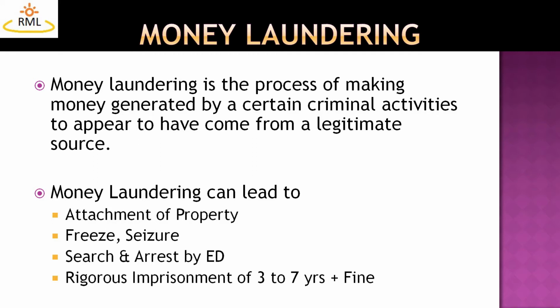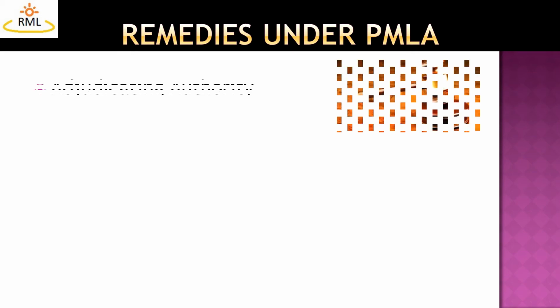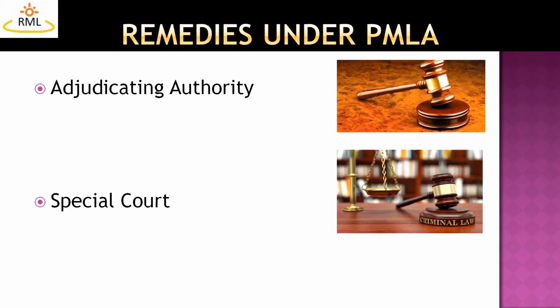The Act provides for rigorous imprisonment from 3 years to 7 years along with fine for committing the crime of money laundering. The punishment and the fine under the Act are in addition to the punishment or fine the accused may be awarded for the actual offence he committed. A person who was not involved in the actual crime but has participated in the act of money laundering is also covered under the Act. The remedies under the Act fall in two categories and the proceedings are held before two different authorities, the Adjudicating Authority and the Special Court. Let us look at each of them.